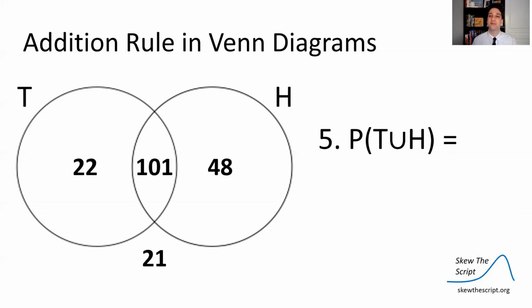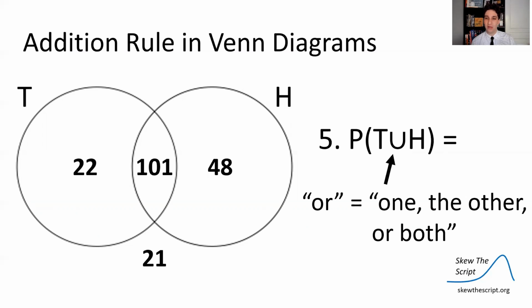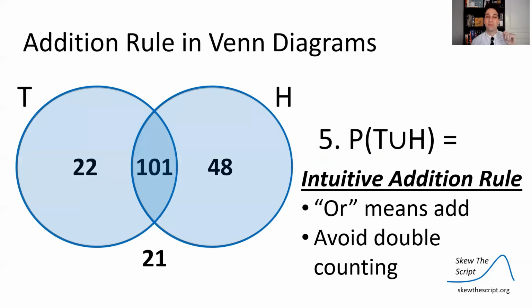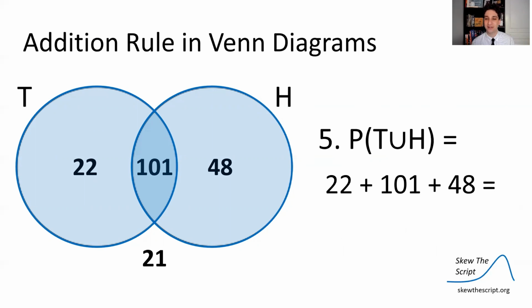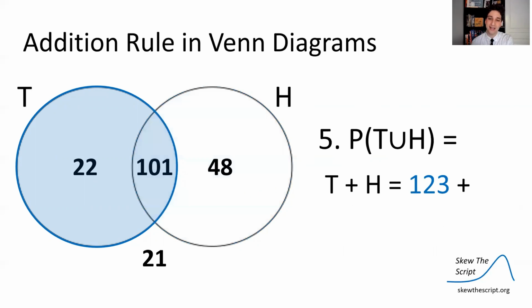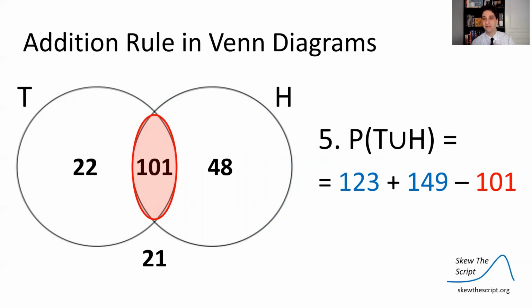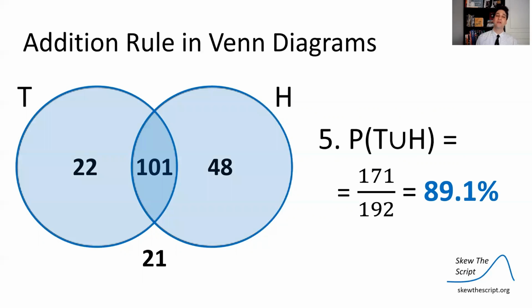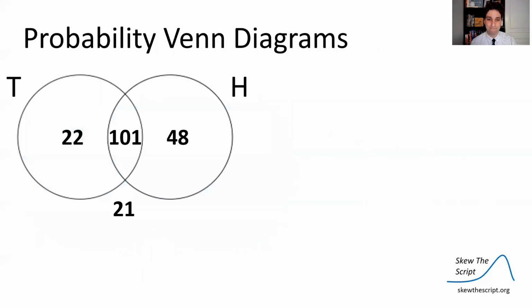And then we can also find the probability of tall or high income. So again, we need to make sure we don't double count. So let's do this carefully. Or means one, the other, or both. So let's add up those three categories that fit in tall, high income earner, or both: 22 plus 101 plus 48. We're going to add because or means add, and we're going to avoid double counting. Add those up, we get a numerator of 171. If you want to use the full circles, we can, but we need to adjust for double counting. So we add tall plus high income. That's the 123 in the tall circle, plus the 149 in the high income circle. Then subtract off the 101 who were double counted for being in both, and you still get 171. So either way works. Make sure you don't double count. When we divide that by 192, you get 89.1%.